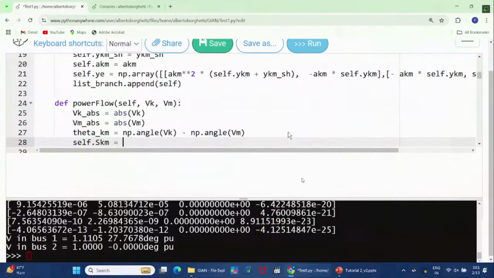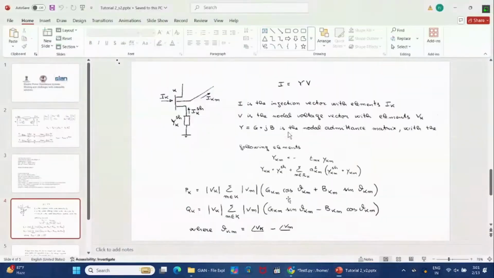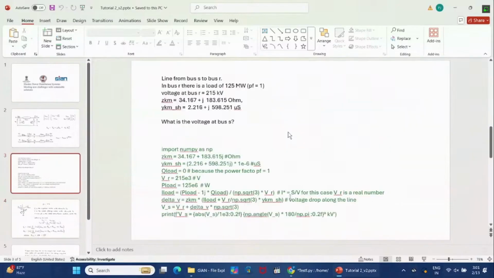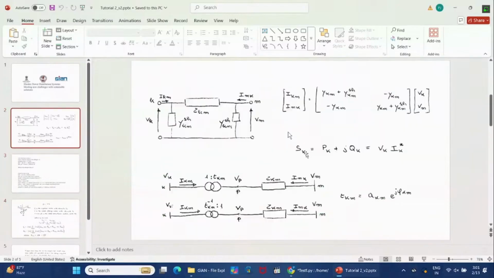We can write the equation with the sine and the cosine, but there is another equation that gives you the power. Probably I have written it here. Yes, the power is equal to the voltage times the conjugate of the current. And we know that the current is given by the elementary admittance matrix multiplied by the voltages. So we take this elementary admittance matrix multiplied row to column to the voltages, and we get the currents. The currents conjugate multiplied by the voltage gives the complex power.